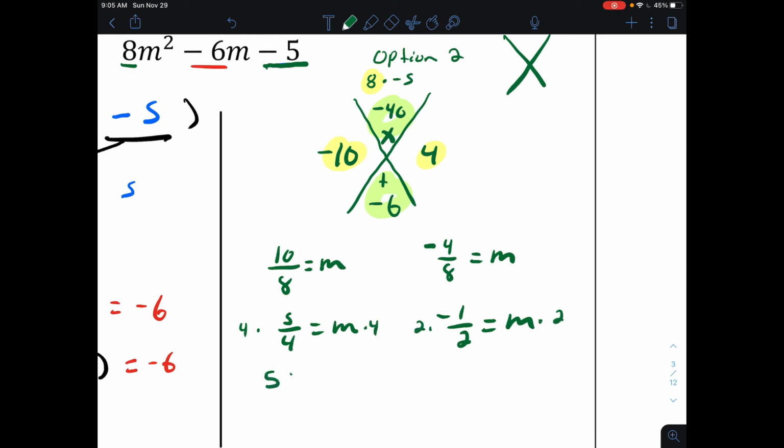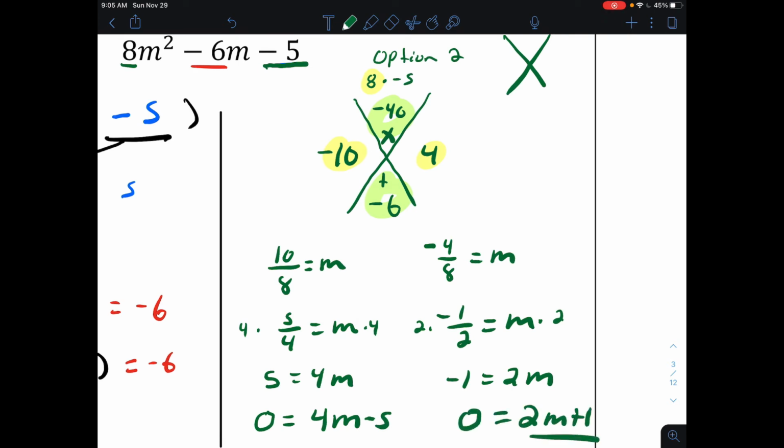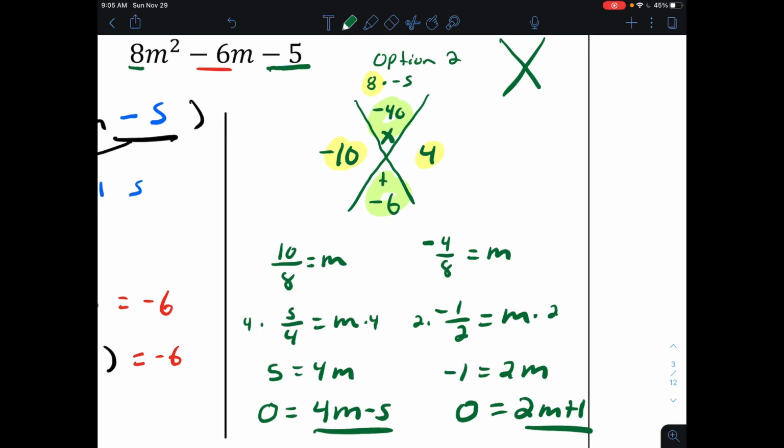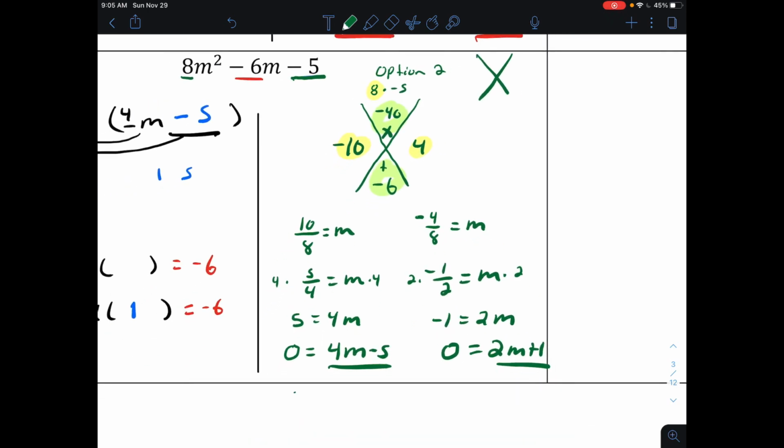So we'd have 5 is equal to 4m, and then we'd have negative 1 is equal to 2m, and move the numbers to the other side. So I'd subtract the 5 over, gives me 4m minus 5, add the 1 over on the right, so 2m plus 1. Those are the two expressions I have to multiply together to be in my factored form. So I'd have 4m minus 5, and I'd have 2m plus 1.